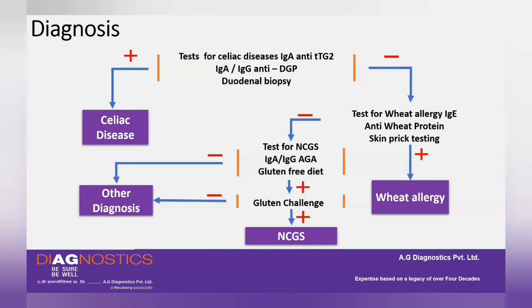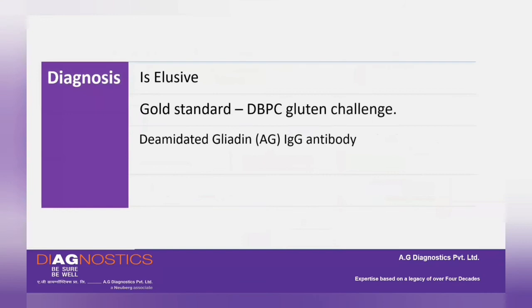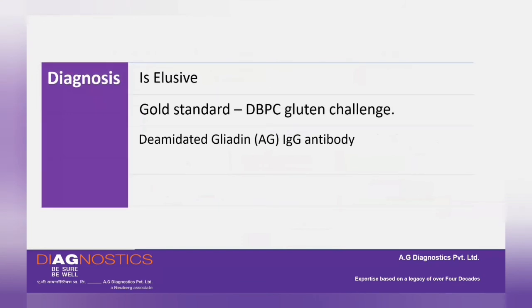After a period of time, the patients are given a gluten challenge. And if the symptoms reappear, it will mean that they do suffer from non-celiac gluten sensitivity. So diagnosis, as I said, is elusive. The gold standard for diagnosis of this is a double-blinded placebo-controlled gluten challenge, which is again not done by a laboratory. So it is done by the gastroenterologists or clinicians.